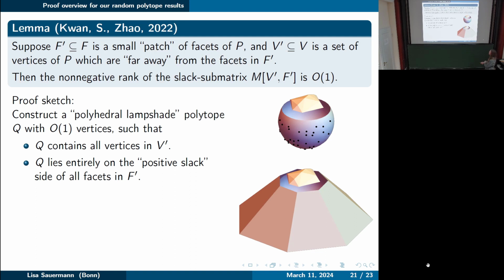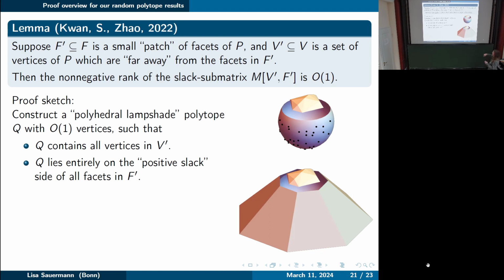So a slightly different approach is needed, and that's also related to the fact that you need this far away assumption. In this case the vertices in V prime, the black dots in this picture, don't have to be just outside this yellow patch of facets, but they have to be a little bit of a distance away, like indicated in this picture. Okay, but the rough idea is the same.